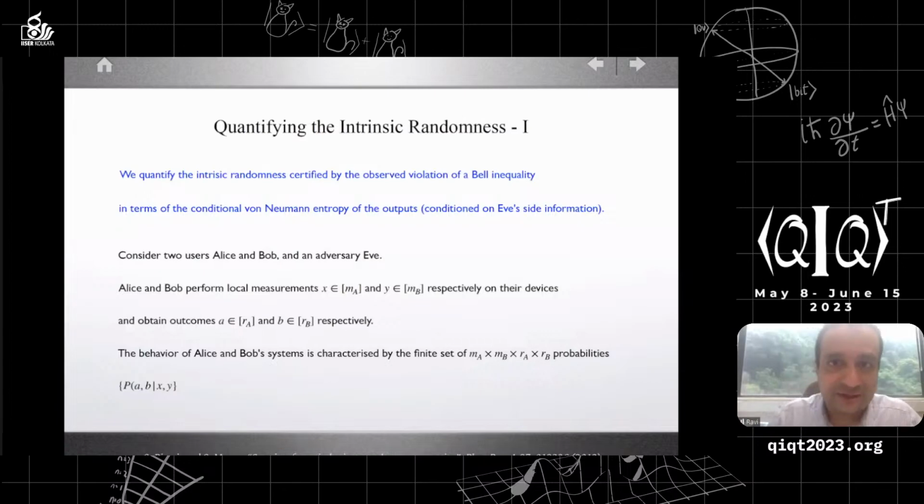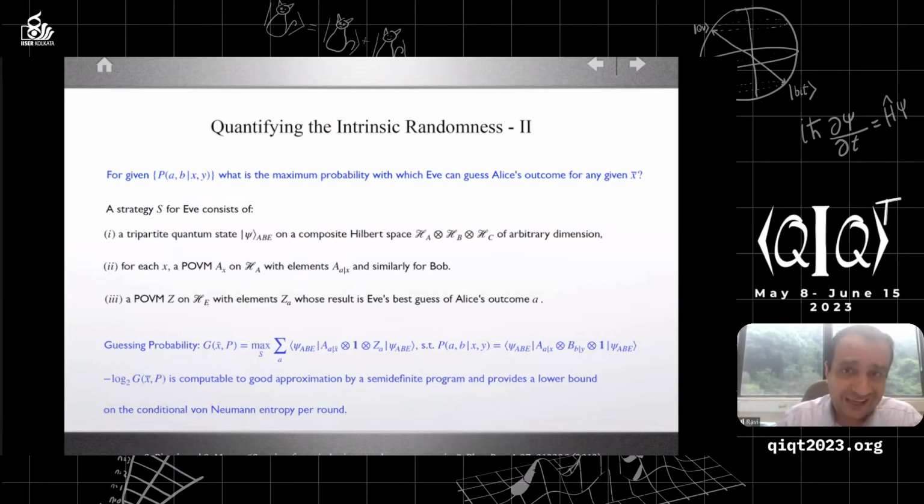And we quantify this randomness in the outputs in each run in terms of what's called the conditional von Neumann entropy of the output conditioned on Eve's side information. The idea is that we have Alice and Bob performing these measurements and getting some outputs. There is some behavior that is characterized by the probability of the outputs conditioned upon the inputs. And you can ask what is the maximum probability in each round with which Eve can guess Alice's outcome. Such a quantity is called the guessing probability, which is based on a general strategy for an eavesdropper, a quantum eavesdropper who may hold it.